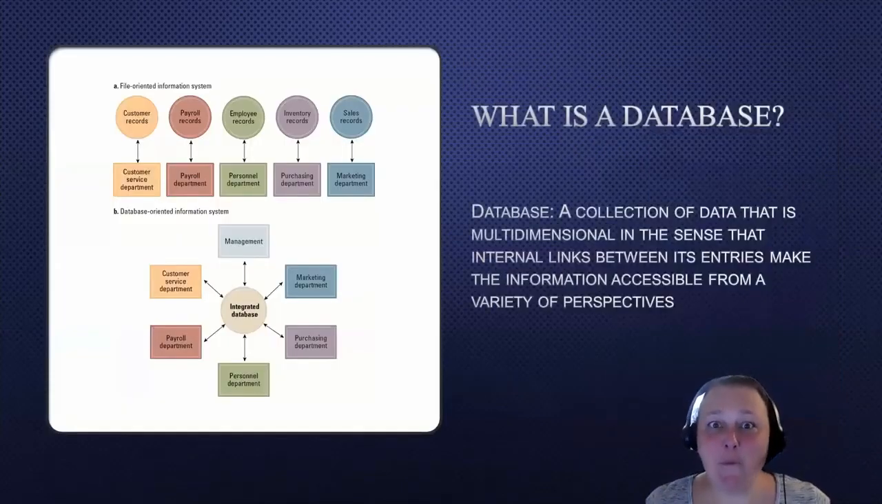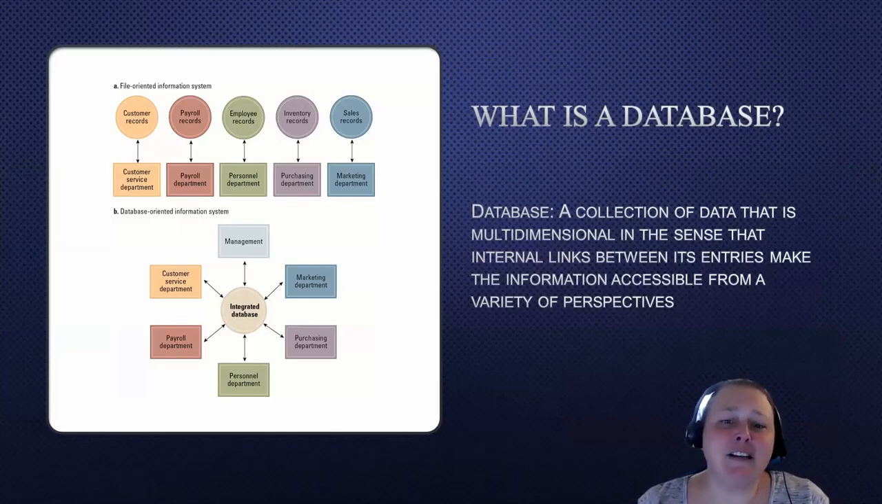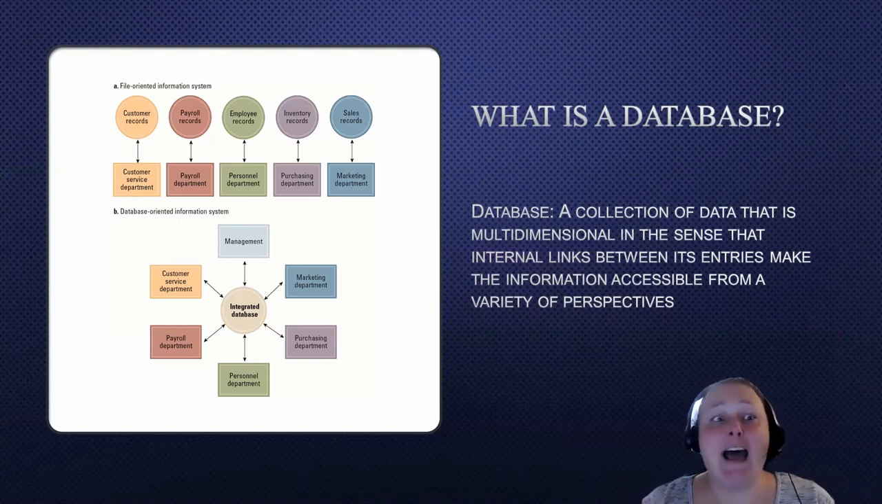So first things first, what is a database? A database is a collection of data, and it is different than your flat files in that there is some sort of relationship between the entries or between the sets of data. There is a formal definition which says it's a collection of data that is multidimensional in the sense that internal links between its entries make the information accessible from a variety of perspectives. Basically, there is some sort of relationship within the data that makes sense why they're connected or how they're connected. And that's, in essence, what a database is.